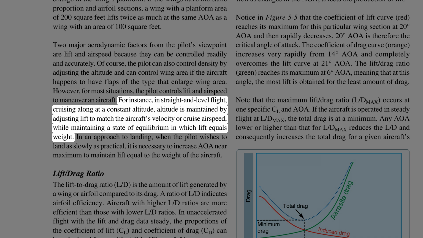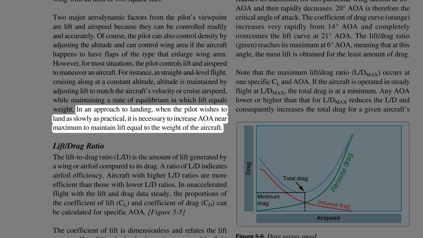For instance, in straight and level flight, cruising along at a constant altitude is maintained by adjusting lift to match the aircraft's velocity or cruise airspeed, while maintaining a state of equilibrium in which lift equals weight. In an approach to landing, when the pilot wishes to land as slowly as practical, it is necessary to increase AOA near maximum to maintain lift equal to the weight of the aircraft.